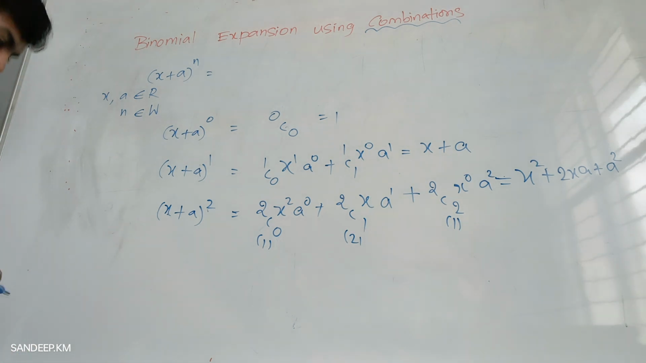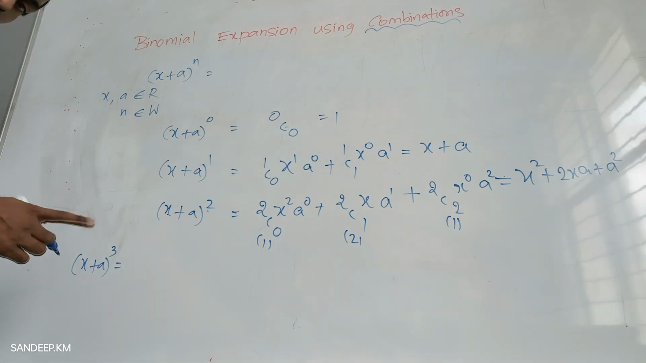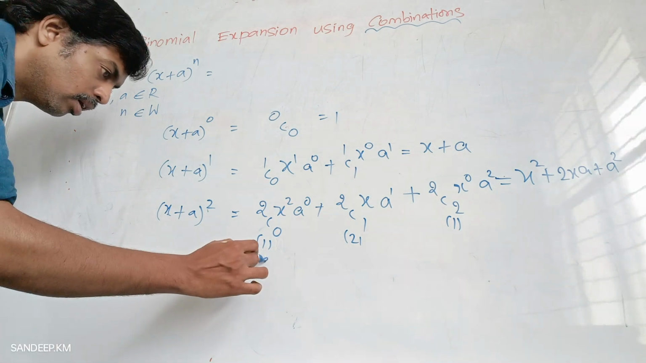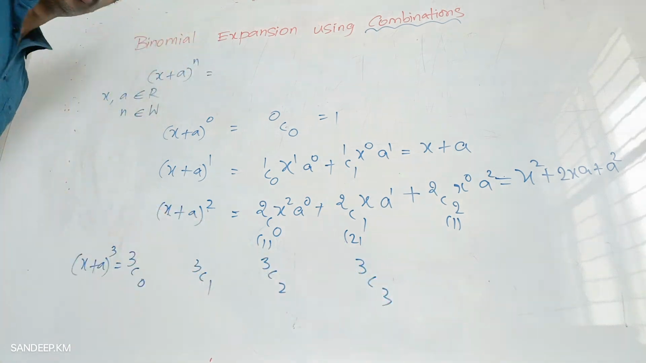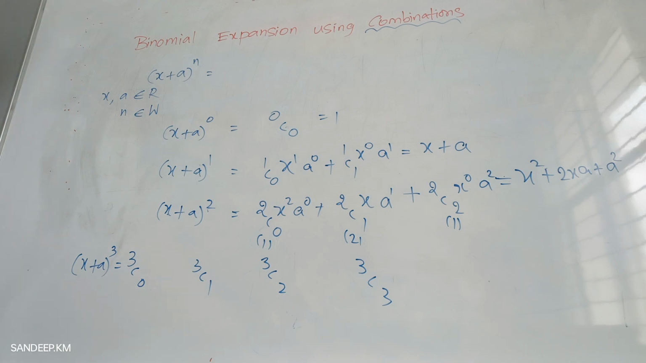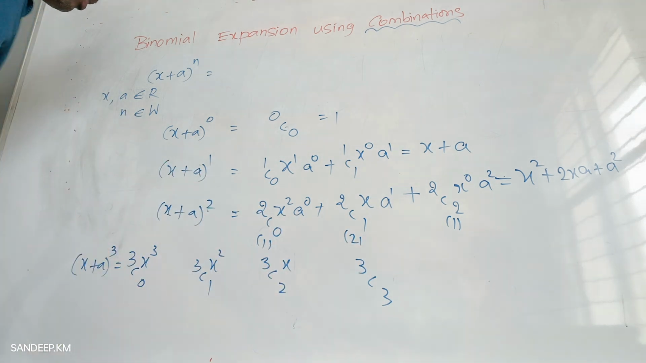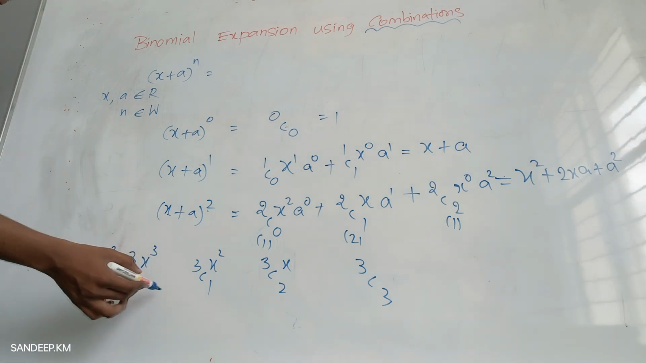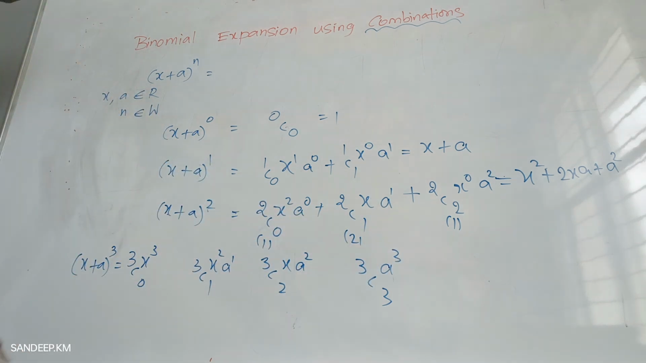Similarly, x plus a whole cube is equal to, first let us write the coefficients. 3c0, next 3c1, then 3c2, and then 3c3. So totally 4 coefficients are possible. Now next we will start writing from the highest power of x, that is x cube, x square, x and x power 0. Next, the powers of a from the lowest: a power 0, a power 1, a square, a cube, and then a plus in between.